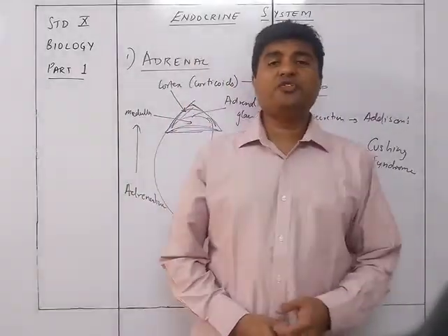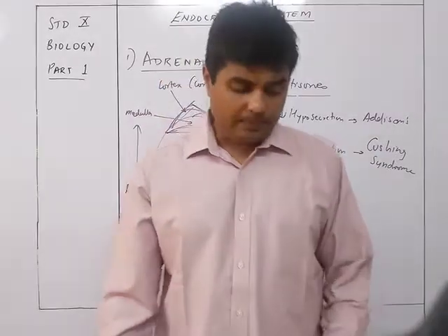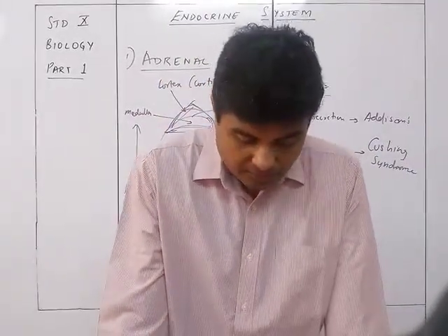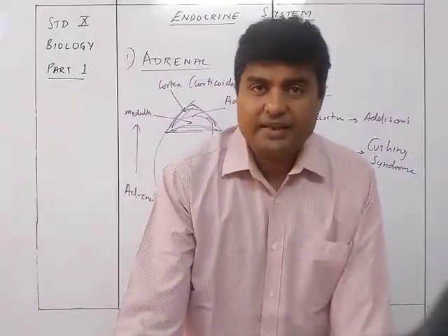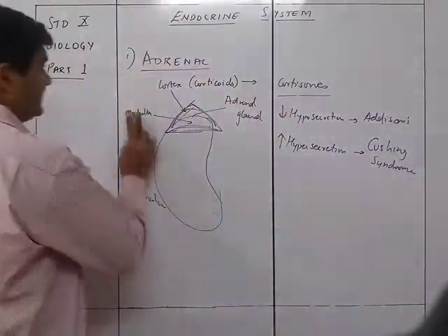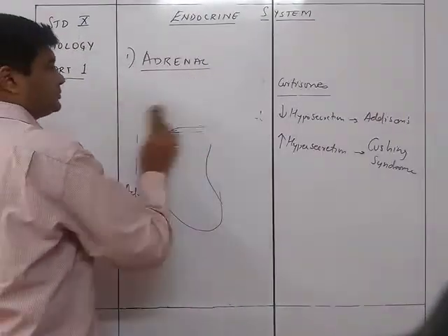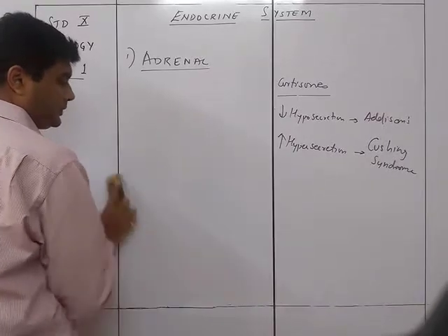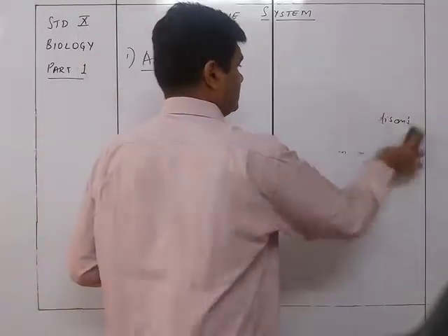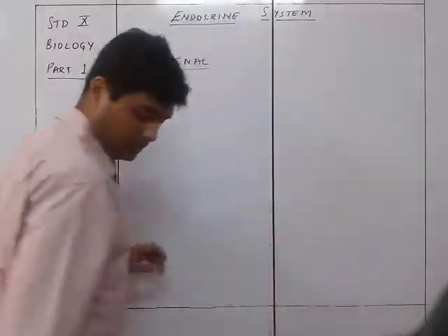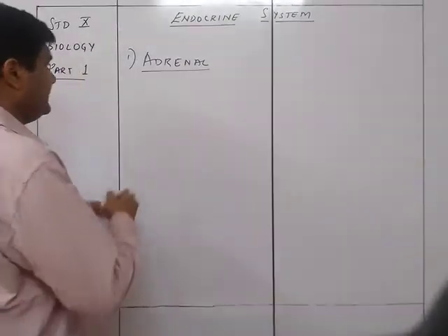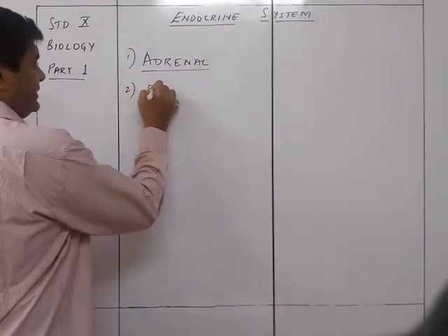Okay, so that was our first endocrine gland, the adrenal gland. The next one we have is the pancreas.